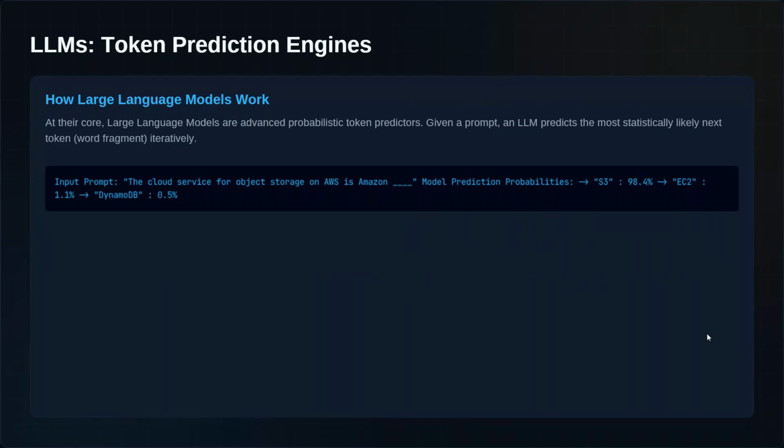Keep this in mind, because it is a statistical predictor trained on general web data. If it doesn't know an answer, it will still try to pick the most mathematically possible next token. That is how hallucinations happen. Which brings us to the core engine powering modern generative AI: the foundation model.